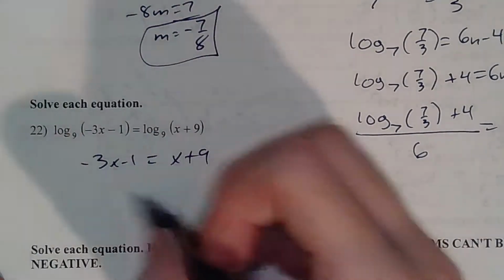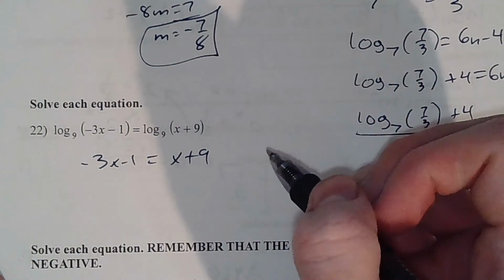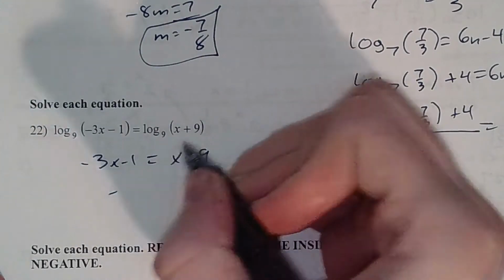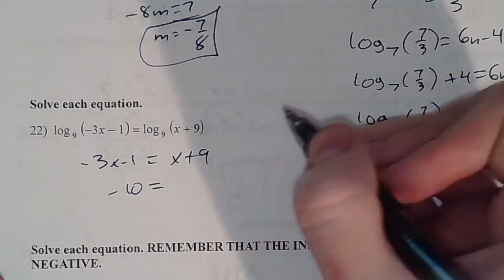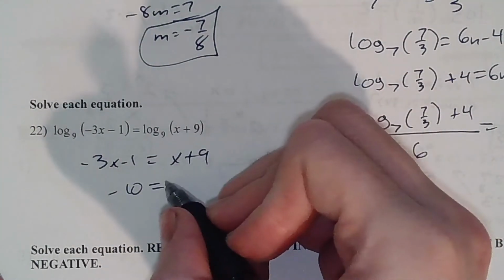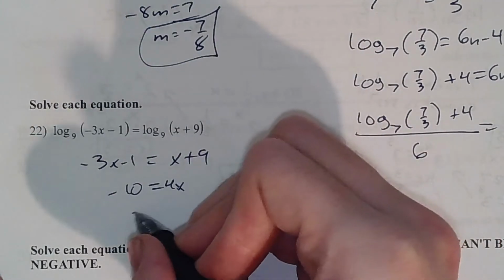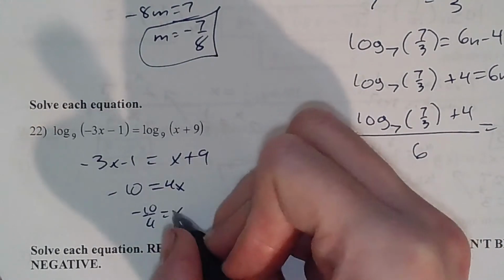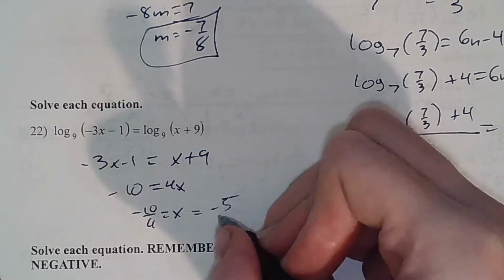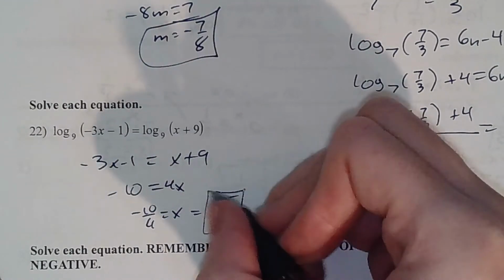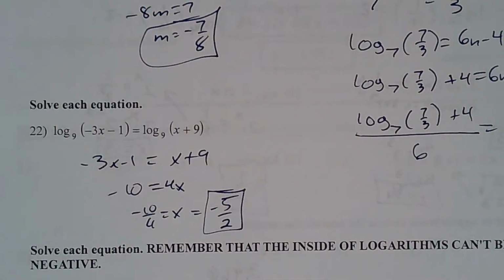Go ahead and add 3x to both sides, subtract 9 on both sides. We're going to get negative 10 is equivalent to positive 4x here, and negative 10 over 4 equals x, which does simplify to negative 5 over 2. There's my exact answer. And if you need an approximate answer, negative 2.5 will work just fine.